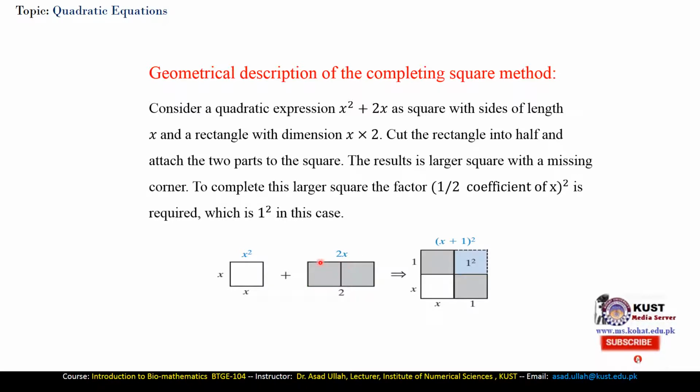Now cut this rectangle into 2 halves and attach these 2 halves to the square. We get a larger square. This larger square is incomplete because here we get only 3 squares: 1, 2 and 3. To complete this larger square, we should add (1/2 times the coefficient of x) whole square, that is, in our case, 1 square. We add 1 square and we get a complete square, that is (x plus 1) whole square.